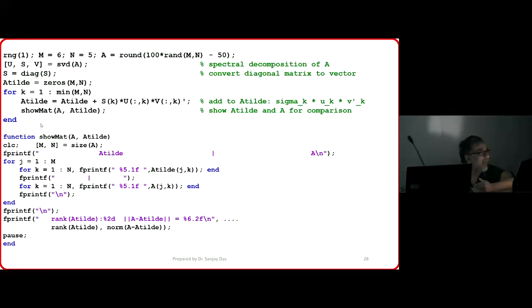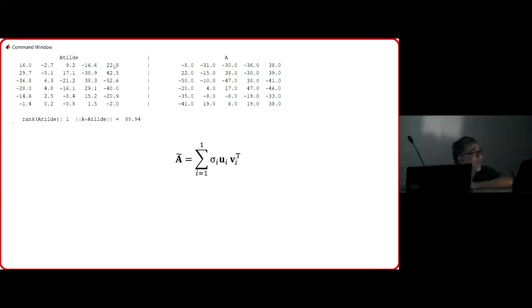Okay. And then I'm placing both the matrices adjacently and displaying them in a nice format. Okay, that's all this. So first iteration of the loop, k equals 1. This is A. This is the matrix approximation A tilde. It's a rank 1 approximation. I only took the first term of the summation. And the L2 norm is 80.94. A big error, right?